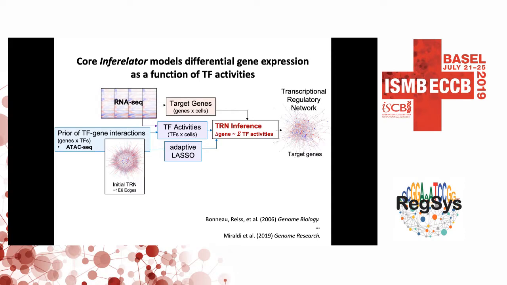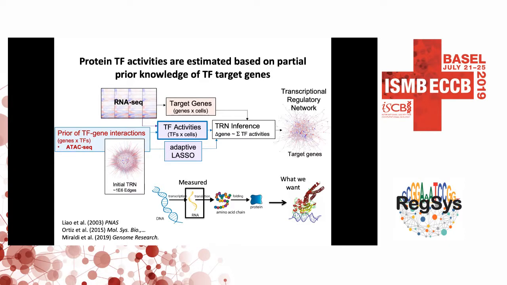When we're thinking about transcription factor activities, we're thinking about the amount of active protein transcription factor in the nucleus, which you can see from our experimental design was not measured. We do have TF mRNA measurements, but of course those don't necessarily correlate with active protein transcription factor. So what we do instead is use partial prior knowledge of a transcription factor's target genes to estimate transcription factor activities. This ends up being an important thing, and it's described in detail in these papers here.